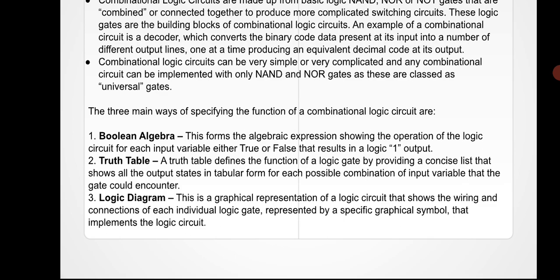If you want to get some particular result, you should know what kind of operation you have to put on that particular input. So truth table is one of the ways. Next thing is logic diagram.